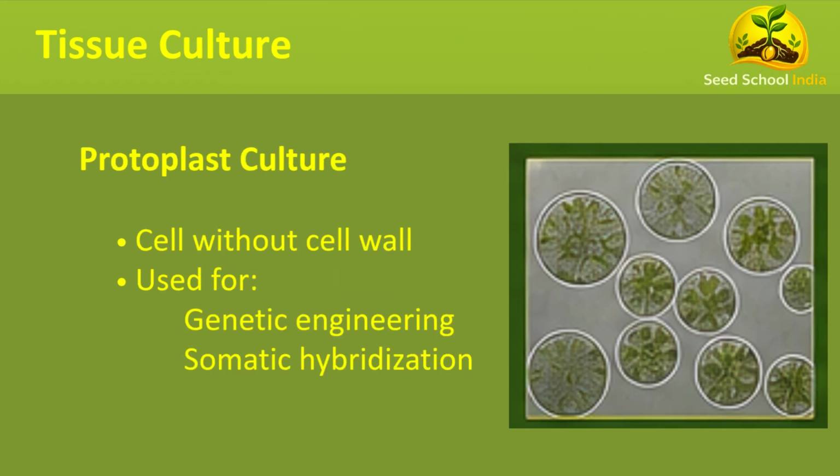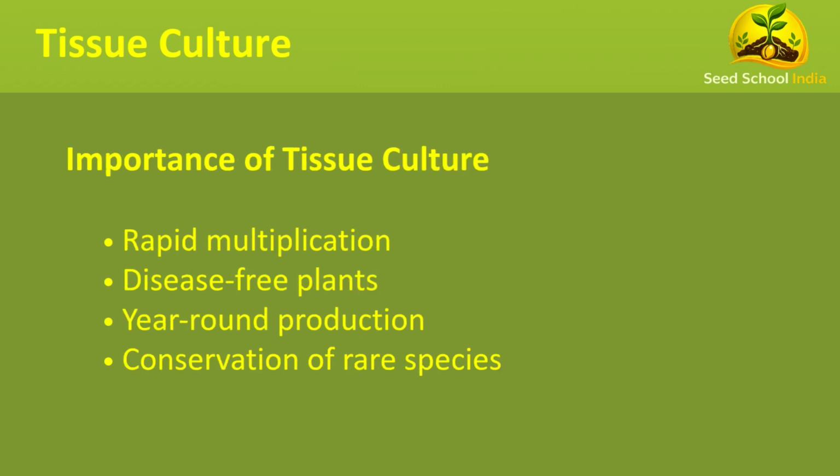Protoplasts are cells without cell walls. They are used in genetic engineering and somatic hybridization. Tissue culture is important because it allows rapid plant multiplication, disease-free plant production, and conservation of rare species.